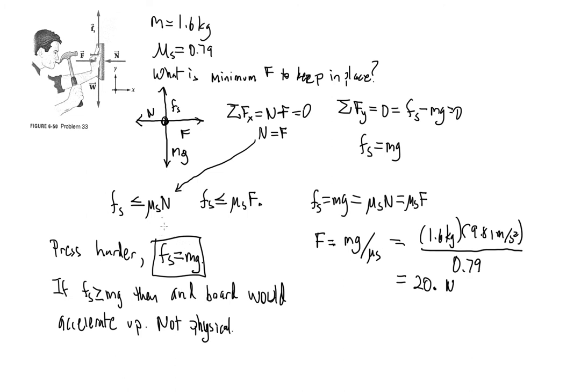So this is the answer to part B. Doesn't matter what F is, we only have a minimum force that we can press on it. Past that, it's always just going to be equal to mg to keep it in place. So, subtle points, and it's good to understand that particular aspect of static friction.